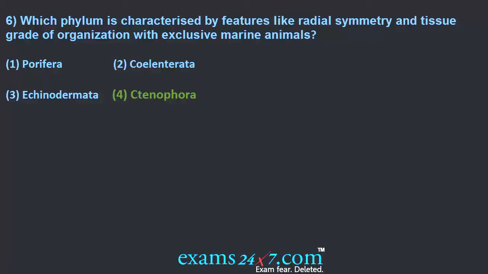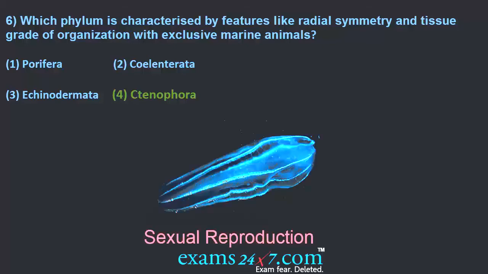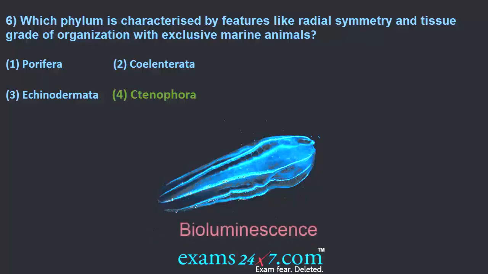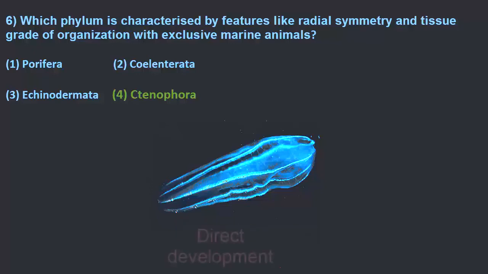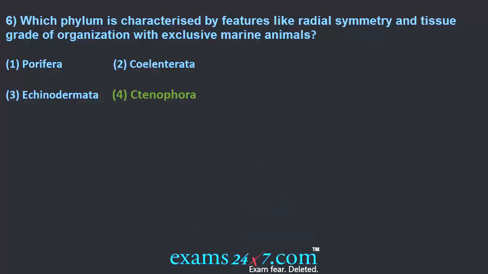I hope all of you know, in ctenophores, remember, only sexual reproduction is seen. They also exhibit bioluminescence. And important thing is, there is direct development, no larval stage. And they are commonly referred to as comb jellies and sea walnuts. Now, we move on to the next question.